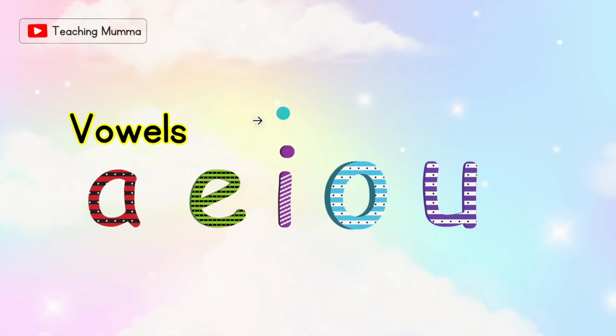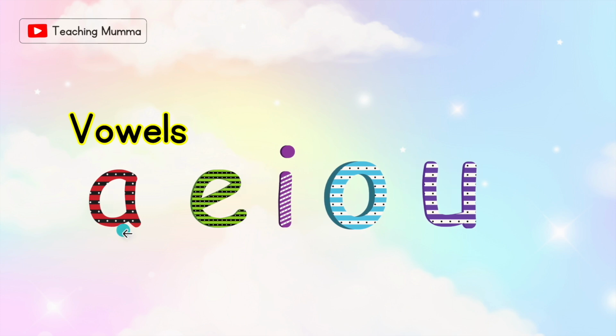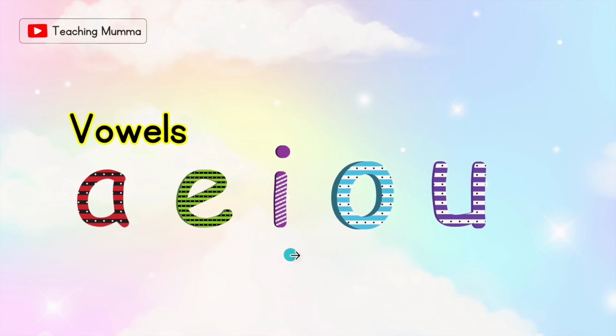What are vowels? A, E, I, O, U. These letters are called vowels. Can you repeat after me? A, E, I, O, U.